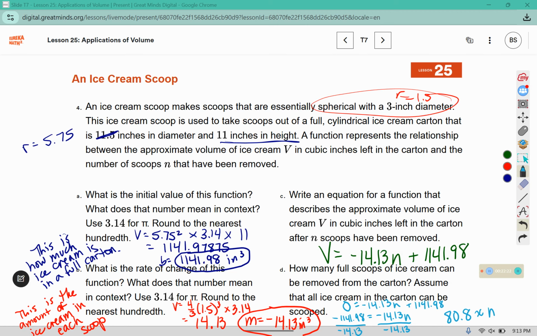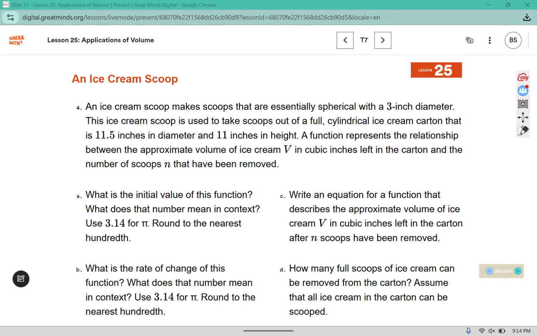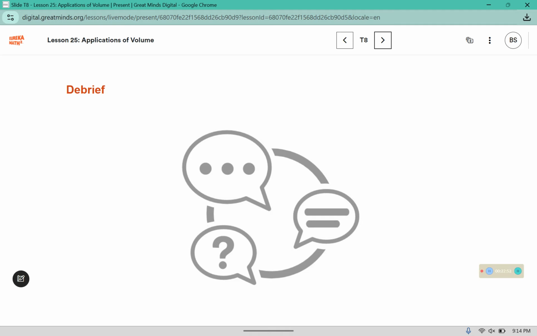for n, but it says how many full scoops can be removed. We can't fully remove 81, so we can remove 80 full scoops. Since this doesn't quite reach 81, the most scoops we can remove is 80 full scoops. That is the end of Module 6, all of the volume questions combined.